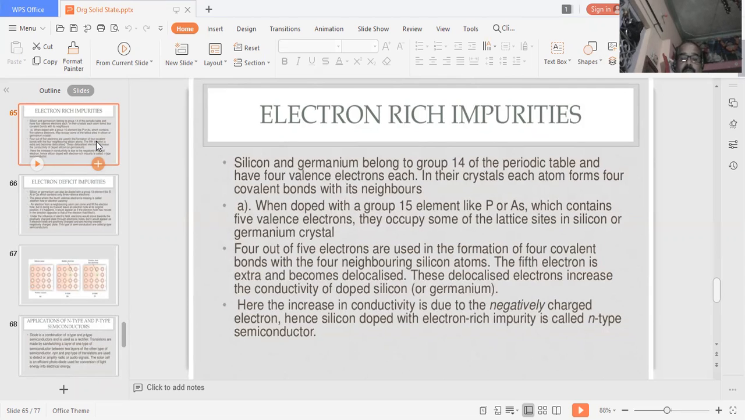Four out of 5 electrons are used in the formation of 4 covalent bonds with the 4 neighboring silicon atoms. The fifth electron is extra and becomes delocalized, and these delocalized electrons increase the conductivity of doped silicon or germanium. Here the increase in conductivity is due to the negatively charged electrons. Hence silicon doped with electron rich impurities is called n-type semiconductor.